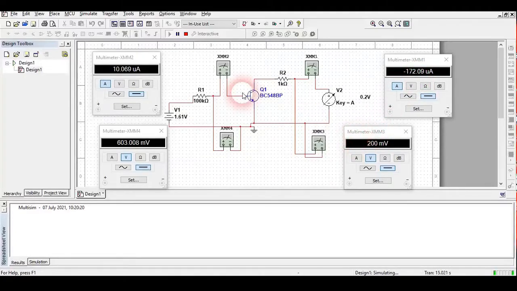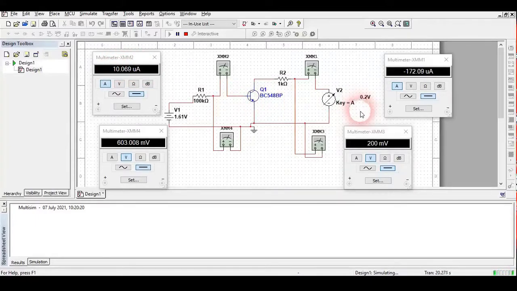Okay, so this would be my second observation. For initially some value of this V2, what happens now? This current IB changes a little bit. Okay, but afterwards what happens? This current is not going to change very much.